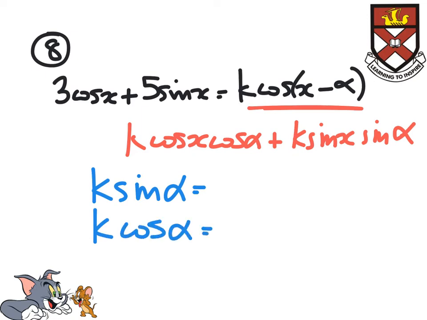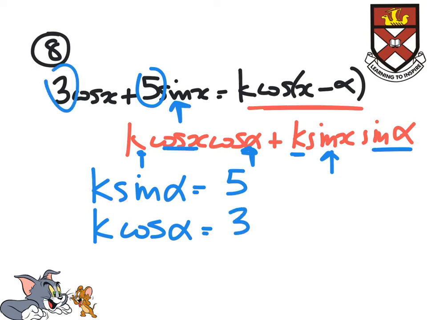So checking over here, there's my k sin alpha, that's beside the sin x. So here's the sin x here, so what's beside the sin x? Oh, lo and behold, it's a 5. You can do the same process, k cos alpha, there's my cos, and my k. What's it beside? It's beside cos x. What's beside cos x? Oh, it's 3. Once you've identified both of those, it should be easy to work out what k squared is, and then get k, and then it should be easy to work out what tan alpha is, and then get alpha.